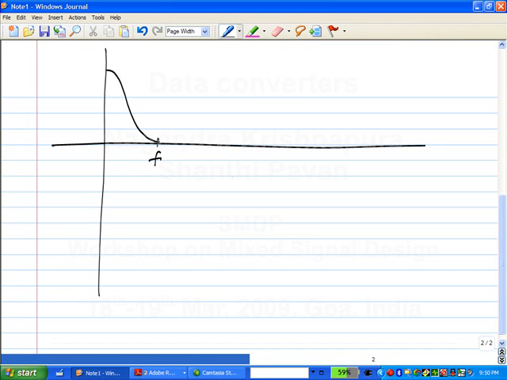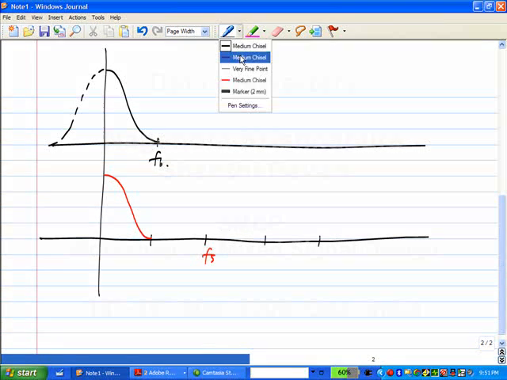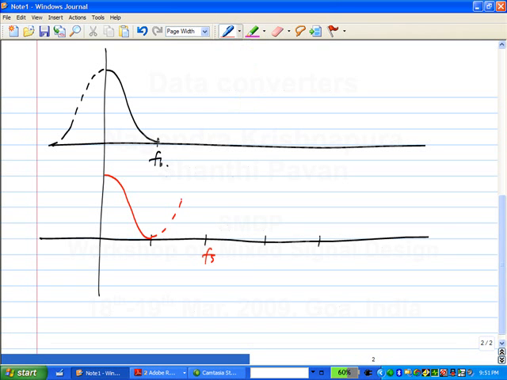This is the bandwidth. Now, in the first case, my Fs was here. So I get one copy of this, and remember that all of these things are symmetric. So the whole thing gets copied over again. So one copy is not interfering with another copy.